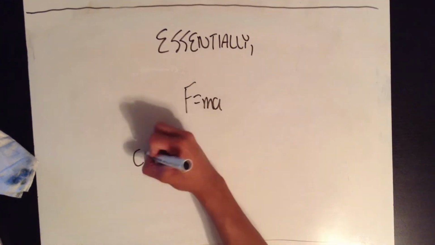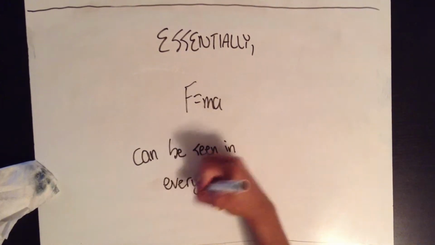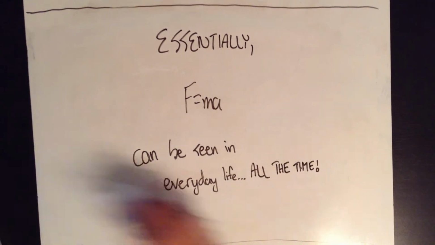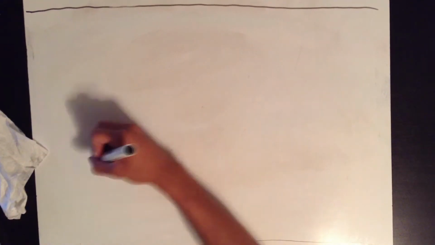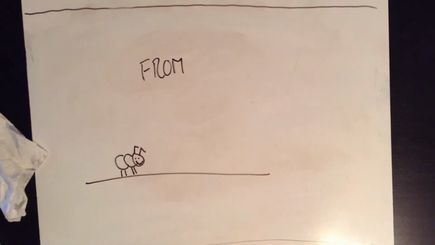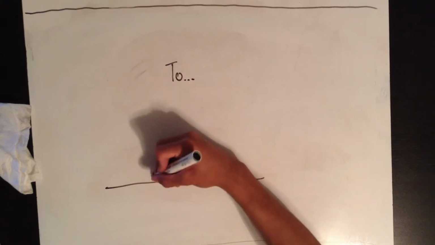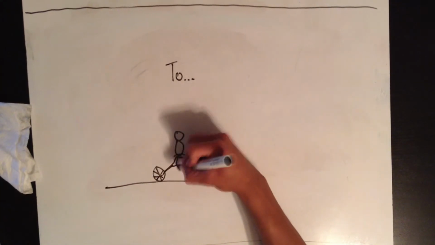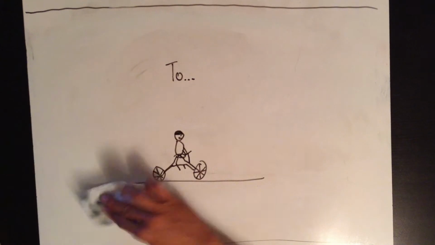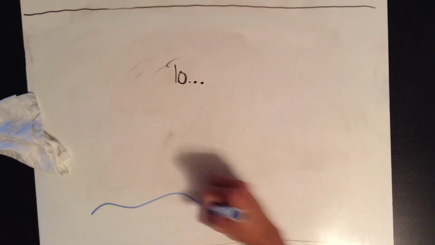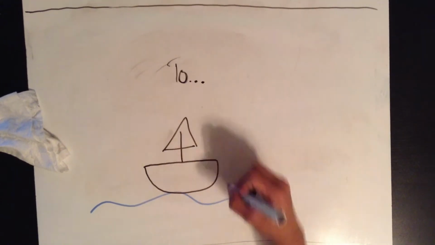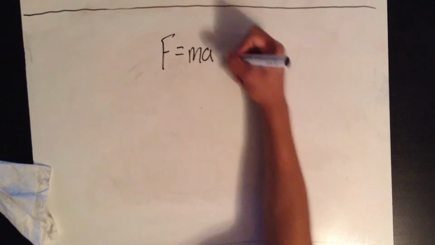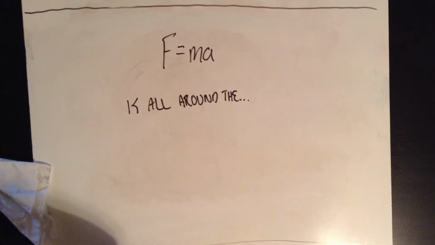Simply put, F equals ma, and forces can be seen all around you every day in the world. We look at forces from the moment we get up to the moment we go to sleep. A couple examples. From this little ant walking down the road to this person riding a bicycle. Even to this sailboat on the water. Newton's second law is all around us.